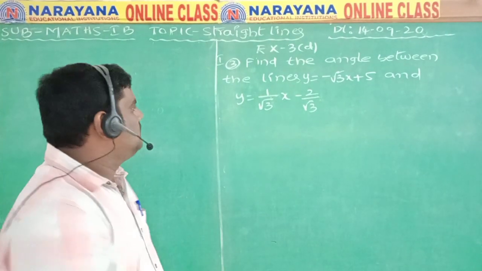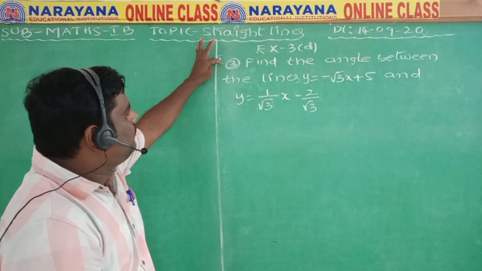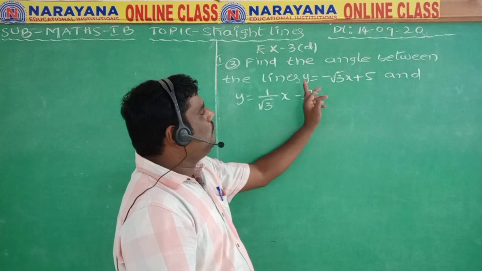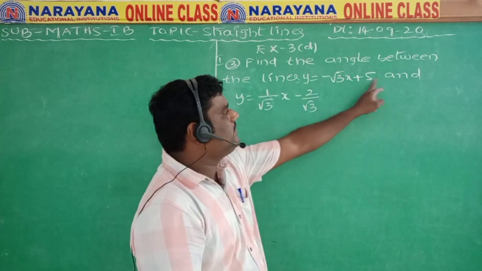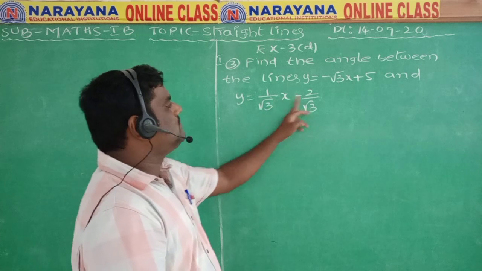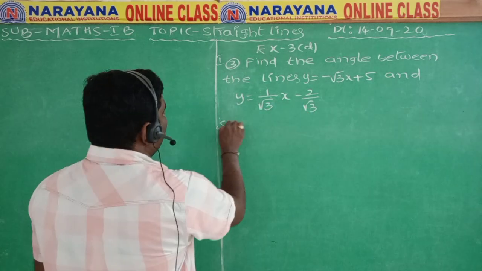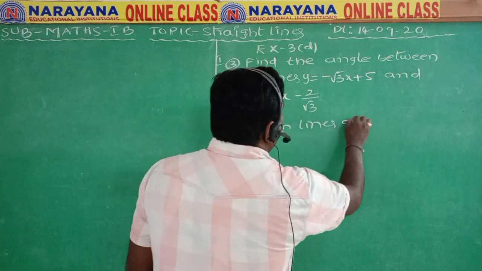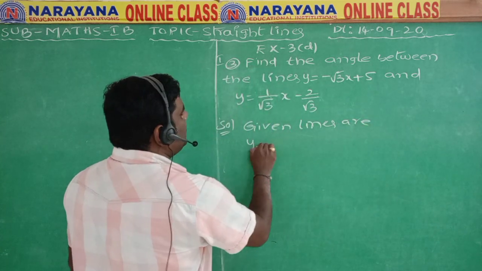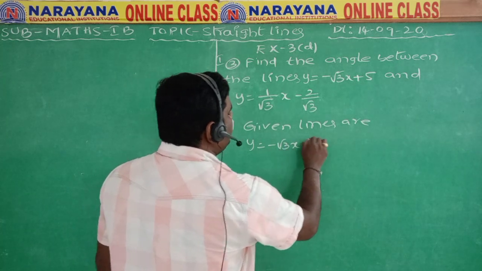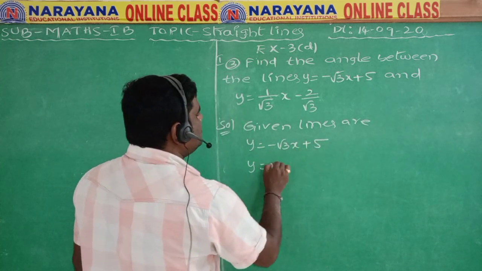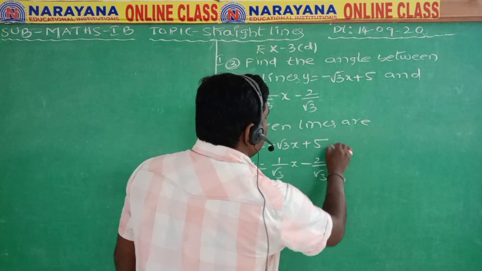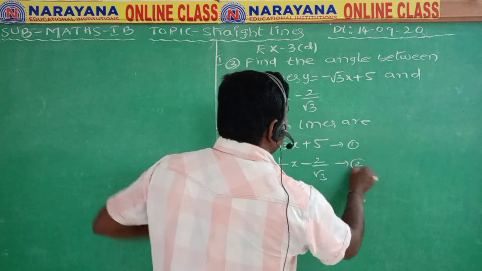Now, next sum. First sum and third sum in our textbook. Find the angle between the lines y = -root 3 x + 5 and y = (1 by root 3) x - 2 by root 3. First I can write the given lines: y = -root 3 x + 5 and y = (1 by root 3) x - 2 by root 3. This is equation 1 and this is equation 2.